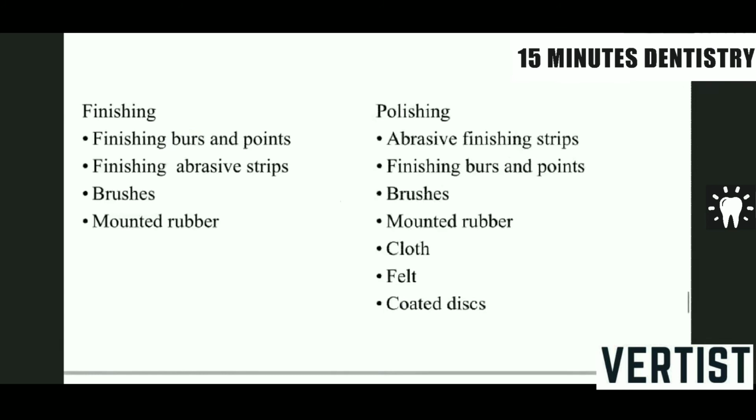Now, in which form are these finishing and polishing agents available? The finishing agents are burs and points. The finishing agents are available as abrasive silicone strips also. They are available in different burs, and they are available in mounted rubber wheels also. Now polishing agents are abrasive finishing strips, finishing burs and points, brushes, mounted rubber wheels. There are different cloths, felt and coated discs also.